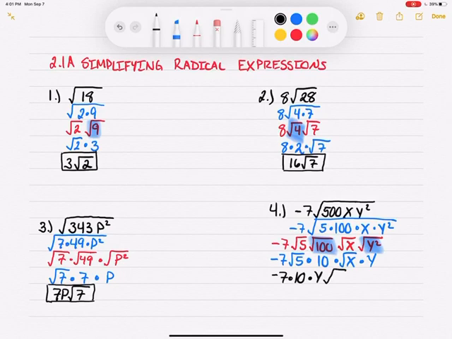And then I have these two radicals. I have the square root of 5 and the square root of x. Well, negative 7 times 10 is negative 70. And then I have a y. The square root of 5 times the square root of x is going to become the square root of 5x. And this is as simple as we can make that radical.